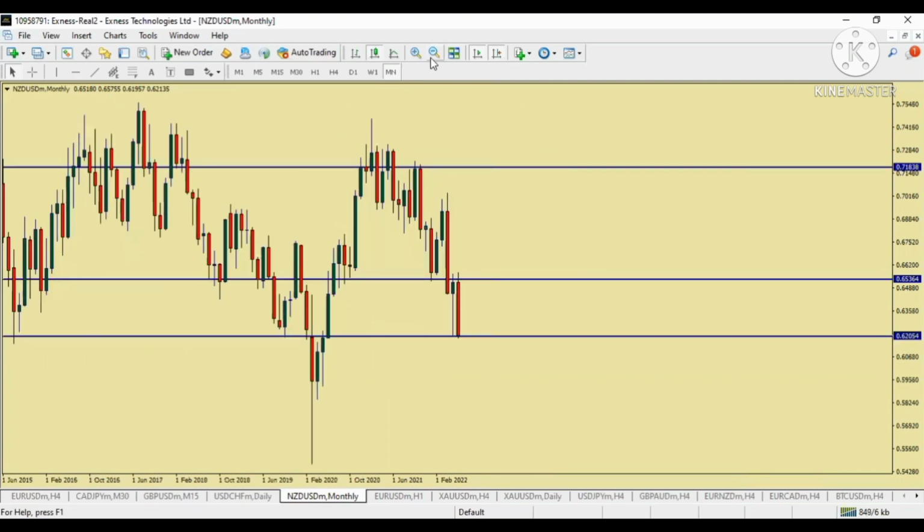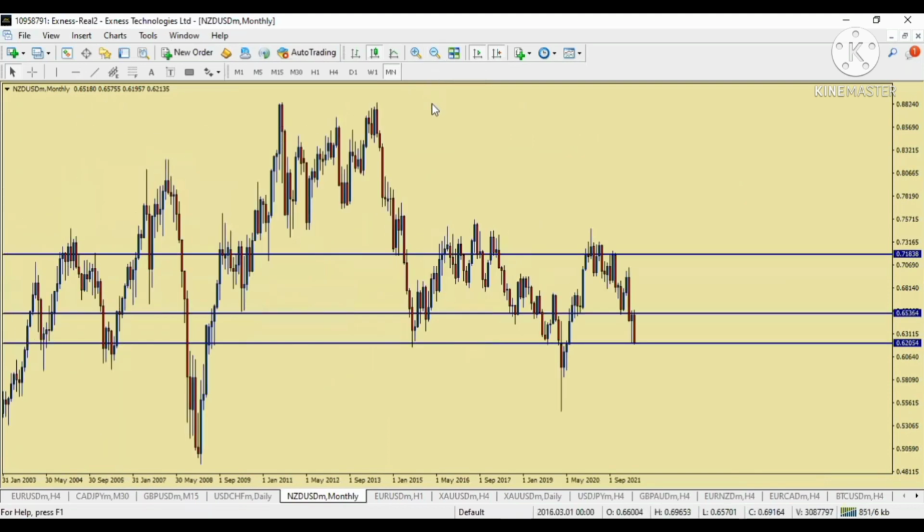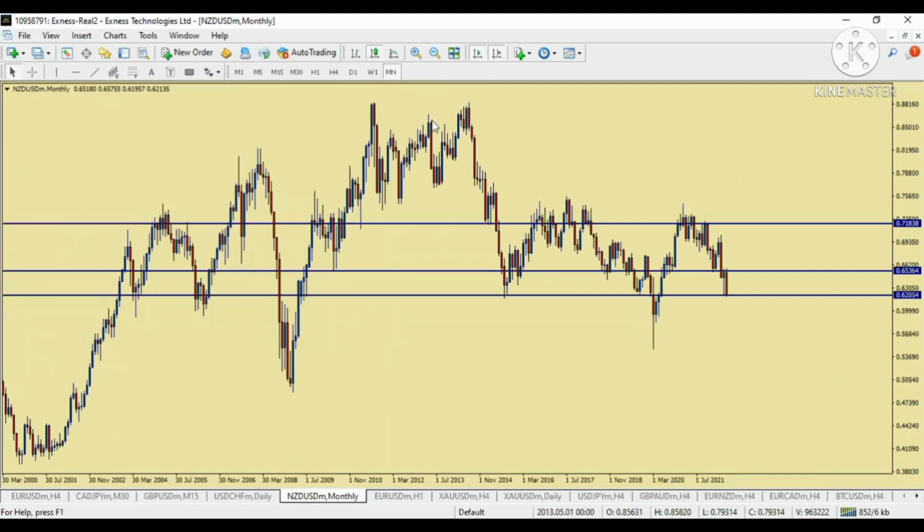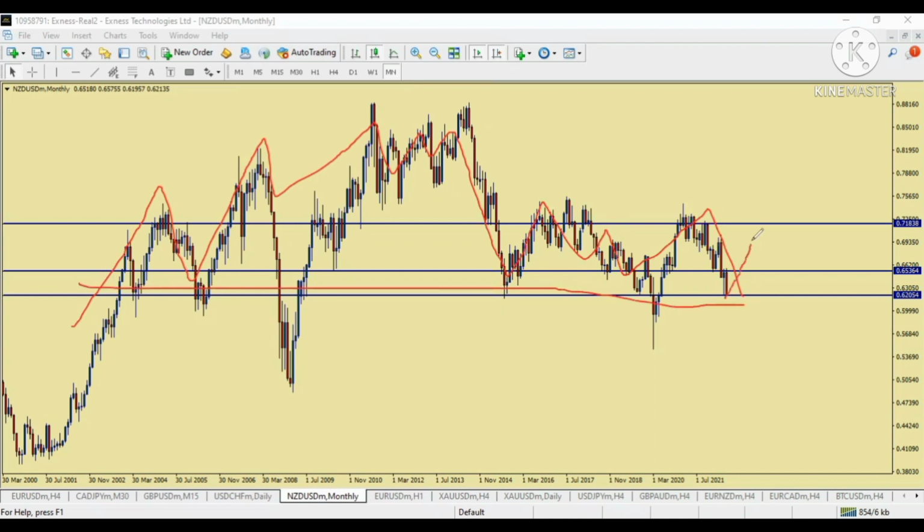If you see NZDUSD, I want you to watch this structure. What do you really see? Something like a head and shoulders pattern. But in this head and shoulders pattern, it has not broken the structure yet, meaning we can still make another top like this. You see that? It has not broken the structure yet, because just look at it.